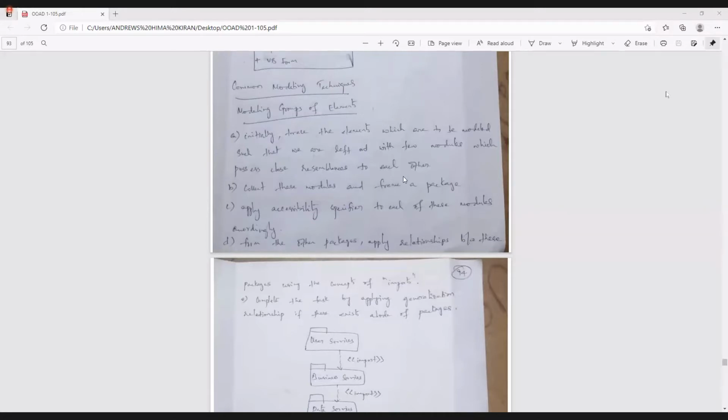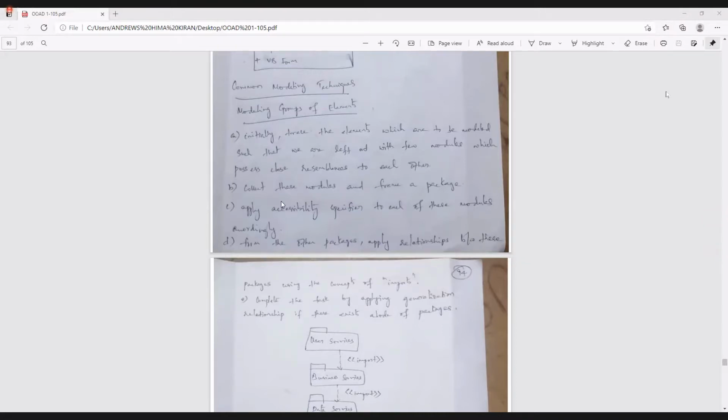Of course, the customer has to be associated with the bank server. Customer has to be associated with the security guard with respect to the ATM withdrawal in the use case diagram, like that. Next, collect these modules and frame a package.